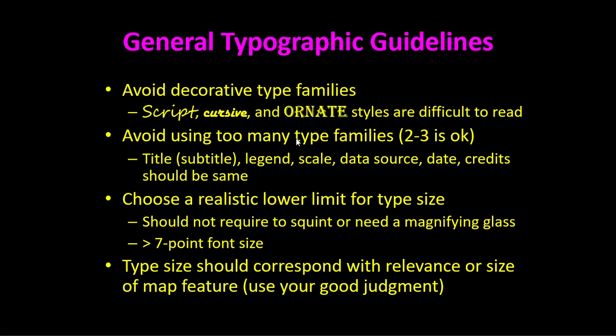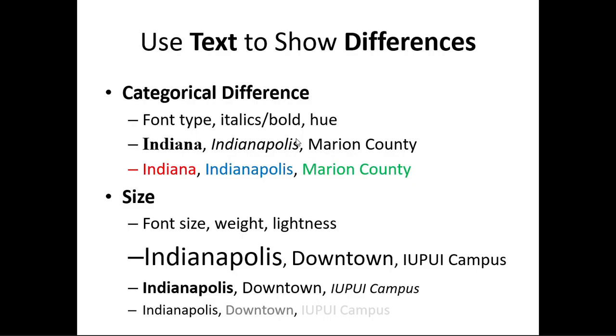Even further, the title, subtitle if included, legend, scale, data source, date, credits should all be the same font type in terms of the family. And once again, thinking about your audience, although you might have great eyesight, you eat all those carrots, good on you, maybe another person can't see as well. They have to take off their glasses and get super close to the document to read it. We don't need that. That's not good cartography. So we want to maybe have a larger font size. 7-point is usually the minimum. Speaking of font size, type size should correspond with the relevance or the size of the feature. I show examples of this right here. As always, use good judgment.